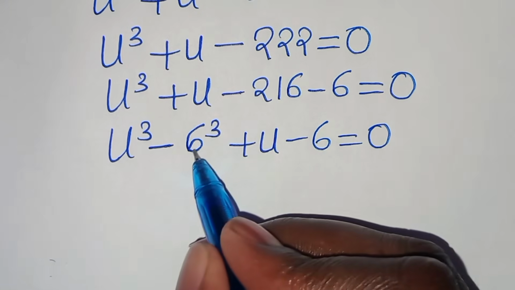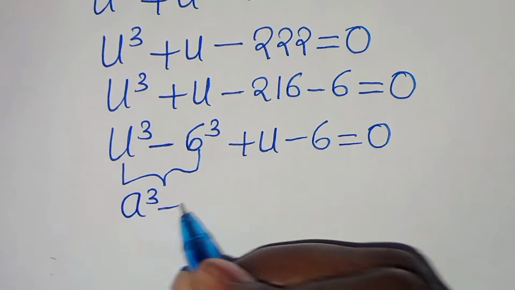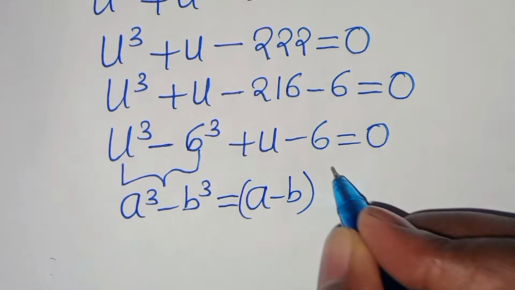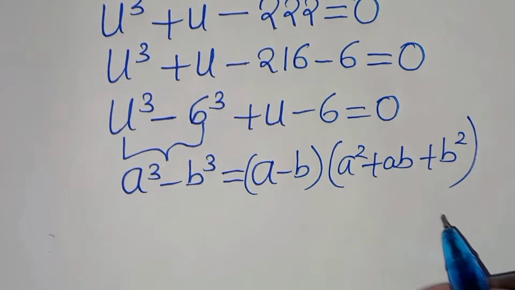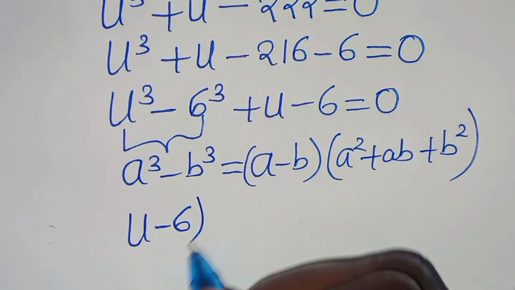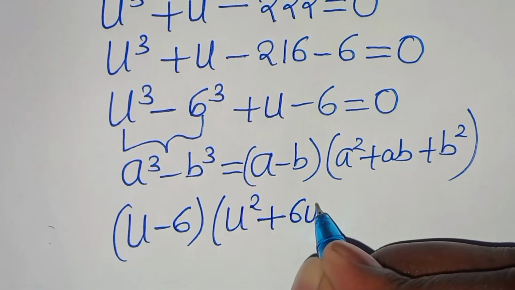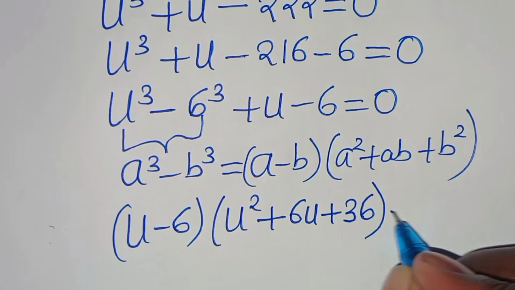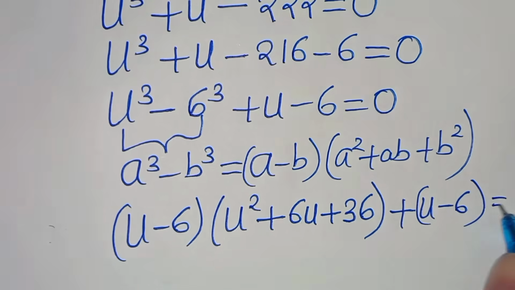Now, u^3 − 6^3 is the difference of two cubes, expressed as a^3 − b^3, which we can express as (a − b)(a^2 + ab + b^2). Applying this identity, here we have (u − 6)(u^2 + 6u + 6^2, which is 36), then plus u − 6, equal to 0.